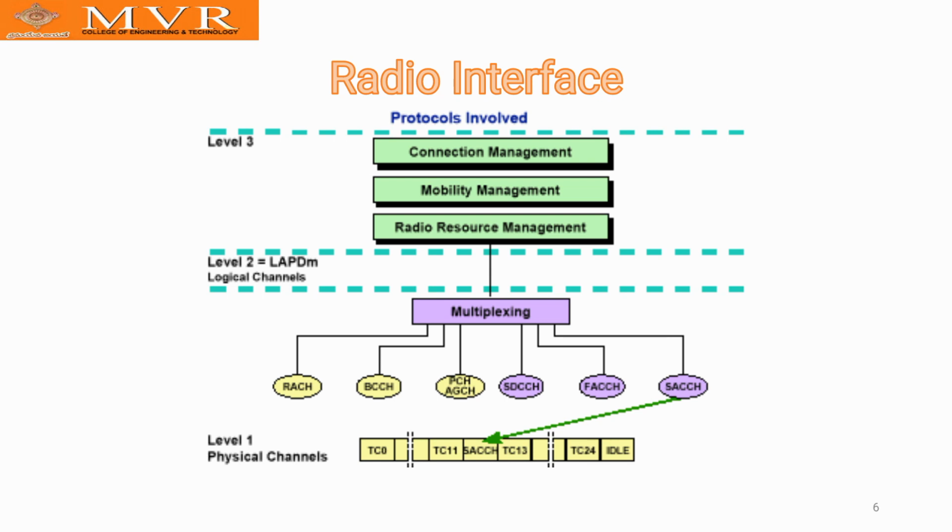Okay, level 3 contains CM, MM and RR. CM means connection management, MM mobility management, and RR radio resource management. These are the protocols involved in level 3 in these three sections of management. All of those are managed by the multiplexing of each and every channel, which will communicate to physical channels. These physical channels are involved in logical channels of level 2.